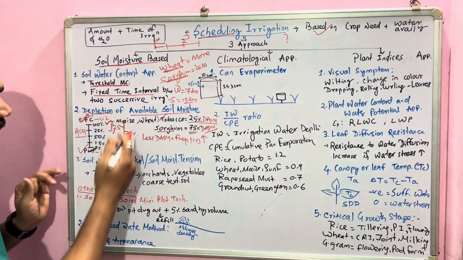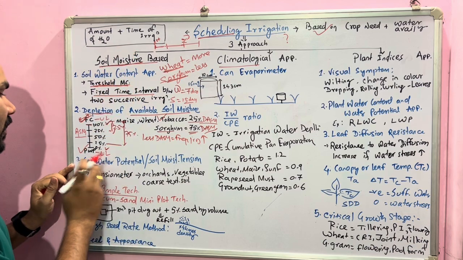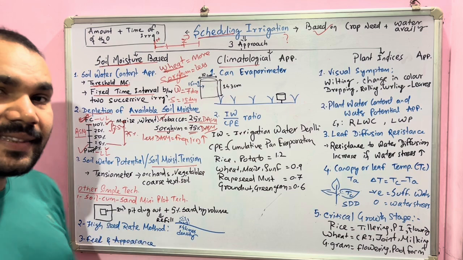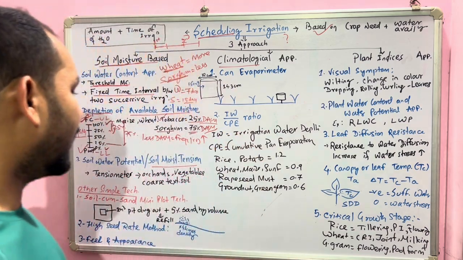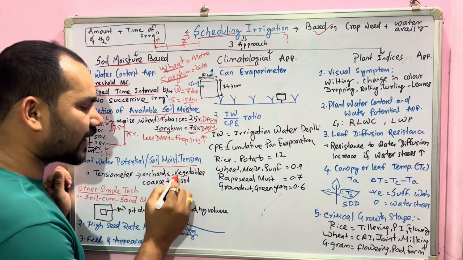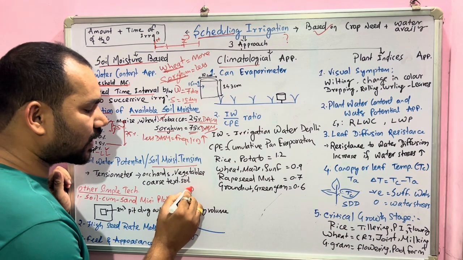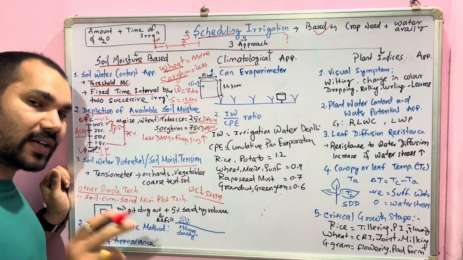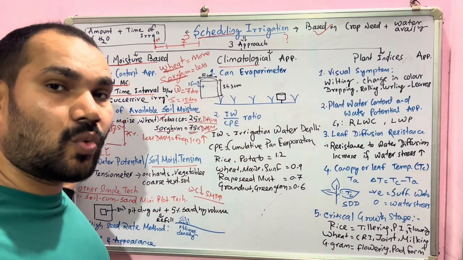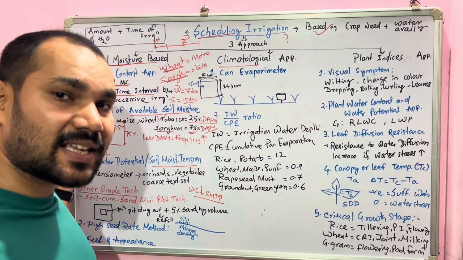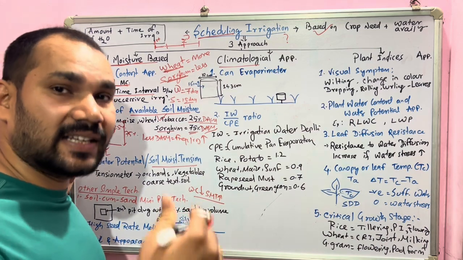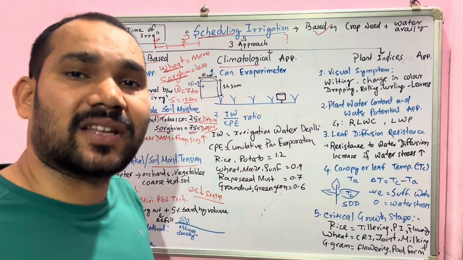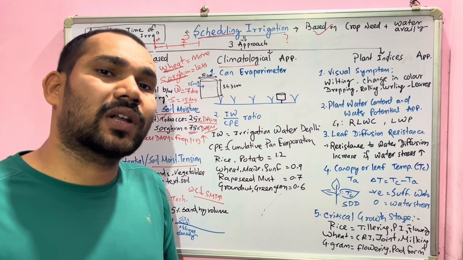Okay, next coming under soil moisture, the last one is the soil water potential or soil moisture tension. In this case, as you know, if the water content in the soil system decreases, then the soil moisture tension will increase. Okay, this is the rule. If water content in the soil is decreasing, then the soil moisture tension is increasing. And now the question is, which instrument will measure the soil moisture tension or soil water potential?